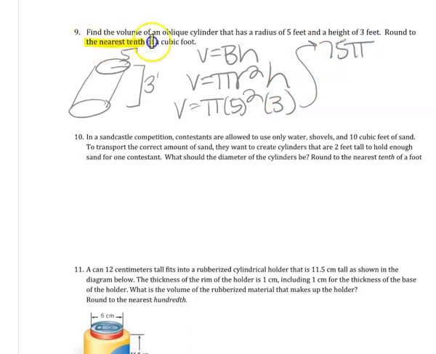But make sure you pay attention to your rounding. They want me to do the nearest tenth of a cubic foot. So I'd have to type 75 pi into my calculator, and I'd end up with 235.6 feet cubed.